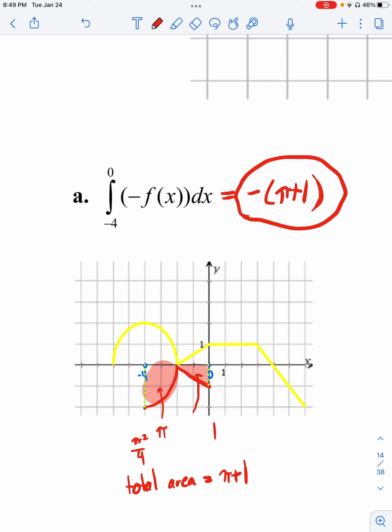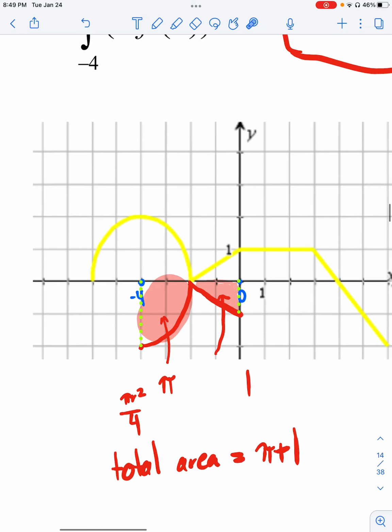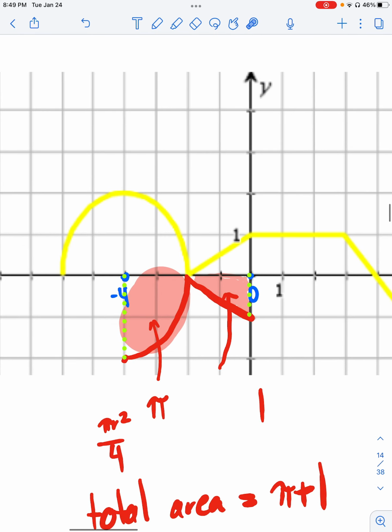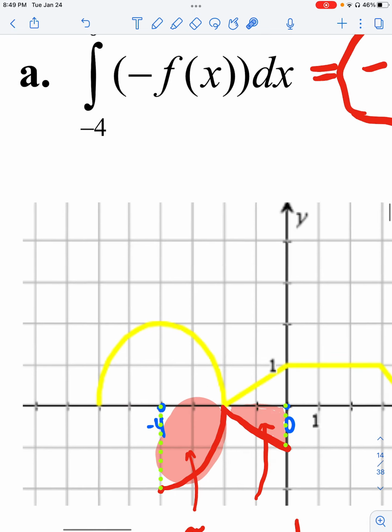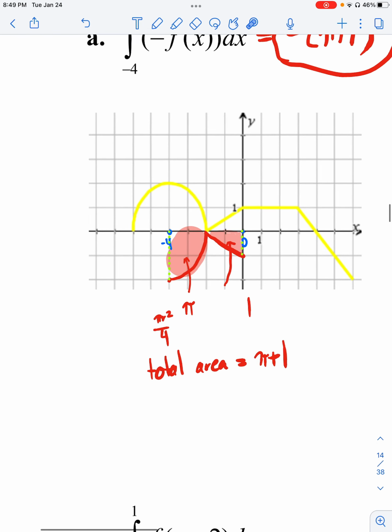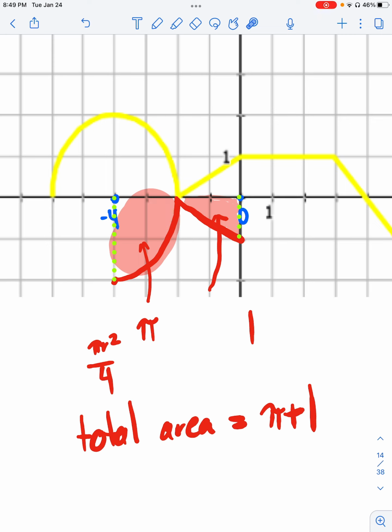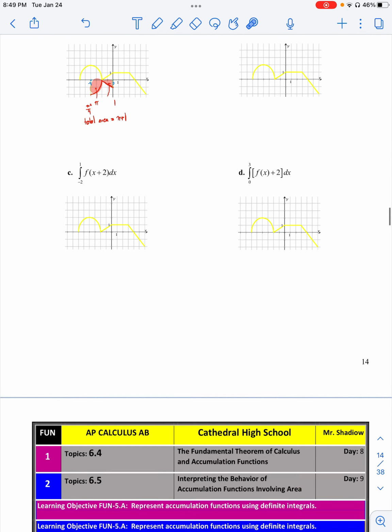So the best way to think of integrals is taking the sum of a function. So we're summing all the values of negative f of x as x goes from negative 4 to 0. We're summing all of those up, okay? Since negative f of x is always negative from negative 4 to 0, we're summing up a bunch of negative numbers. So our answer's going to be negative, okay? All right, I'll stop there.